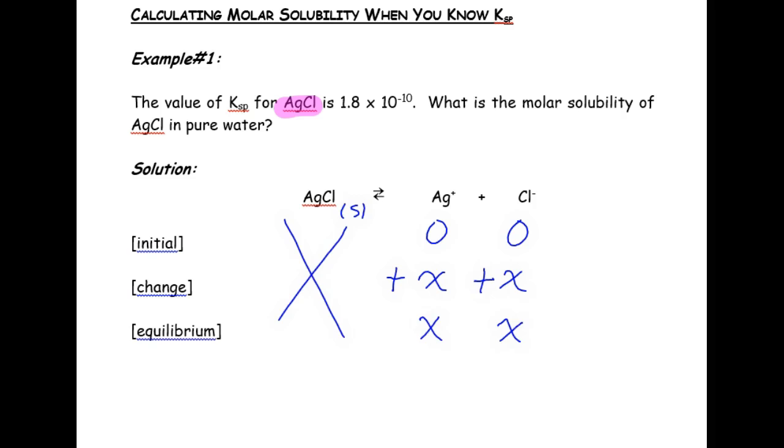Okay, so this is actually quite a simple question. I want to write out my solubility product expression. So my Ksp in this case is going to be equal to the concentration of silver ions times the concentration of chloride ions. And in this particular question, they've given me the Ksp outright.